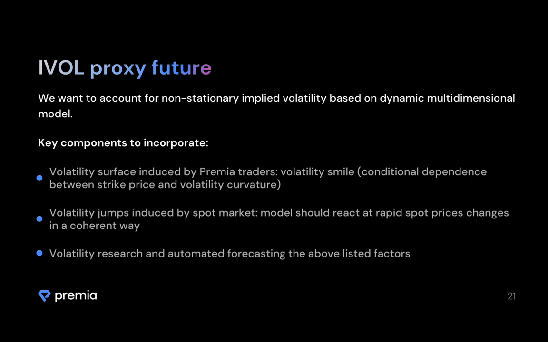In our plans, we have key components to incorporate. First, the volatility surface induced by Premia traders, also known as the volatility smile, or the conditional dependence between strike price, maturity, and volatility curvature. Second is volatility jumps, which are very common guests in the crypto market. We should think about how to incorporate them, so the model reacts to rapid changes in spot prices and volatility in a coherent way, and the pool stability will not be broken.